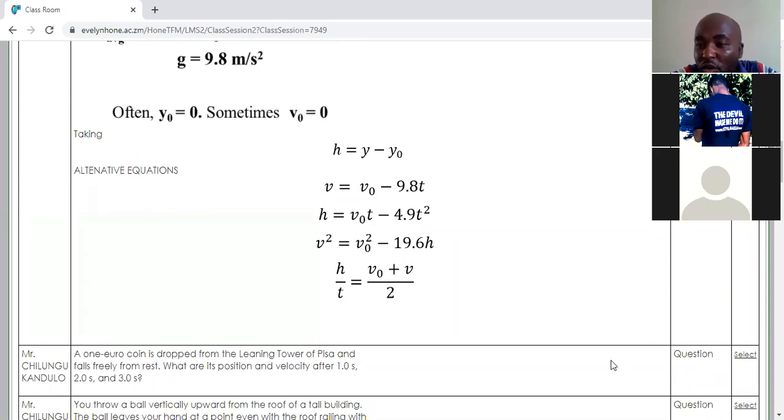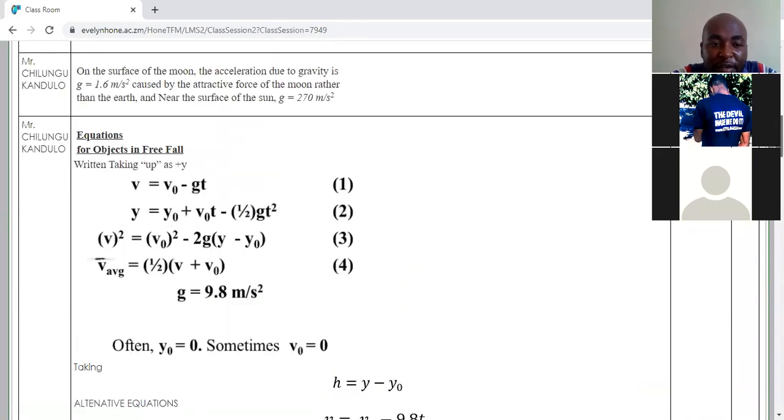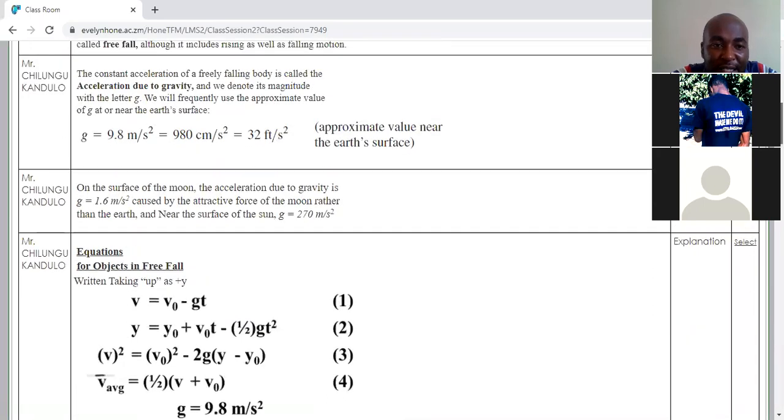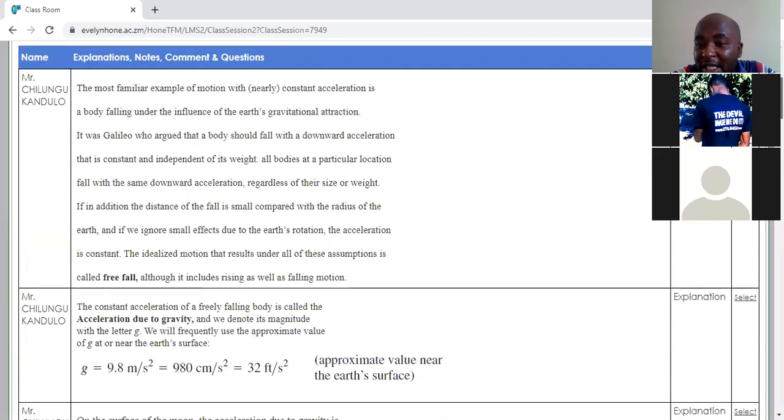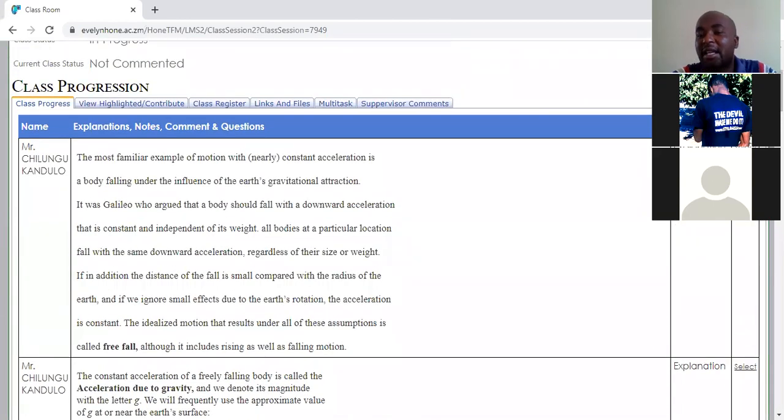I just want you to go through these so that you perfect and try to understand these concepts. So this is perfect motion with constant acceleration. The only other thing that you note here is that if there's no air resistance, an elephant and a leaf will land at the same time. The only thing that disturbs the falling is air resistance.